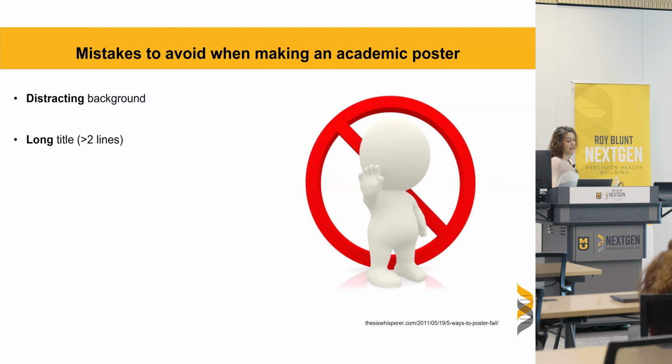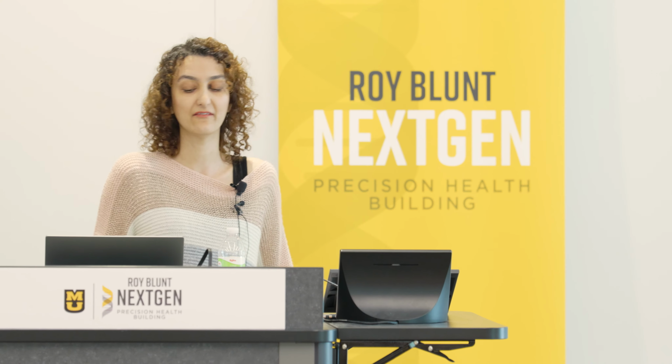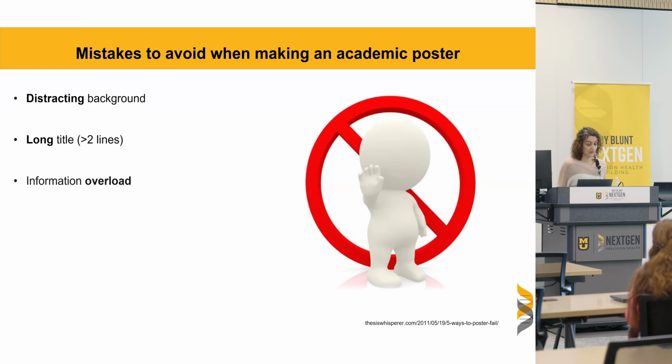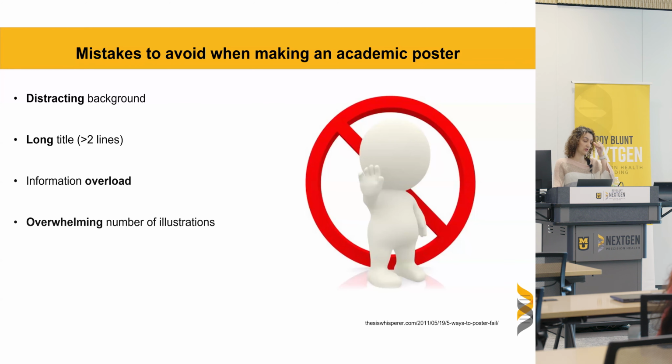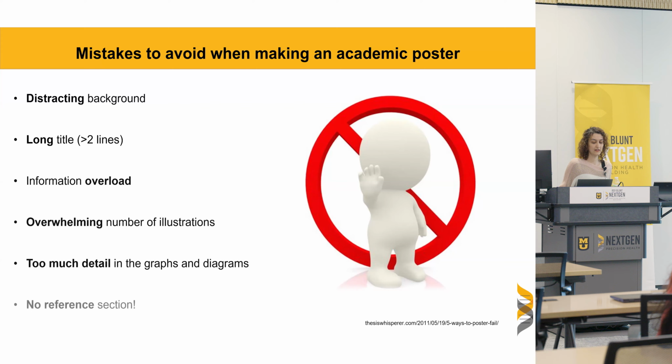The other thing, again, is about the title. As I said, it grabs the attention of your audience, so it's better to always use less than 2 lines when you have the title. Another thing is information overload. As I said, too much detail is not recommended at all. It's again the same for the number of illustrations. It's better to keep it in moderation always. And again, too much detail.